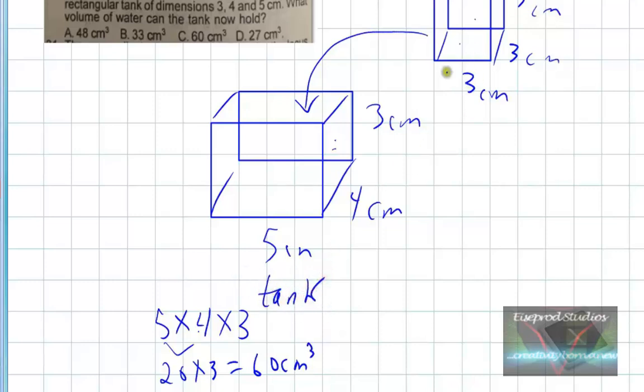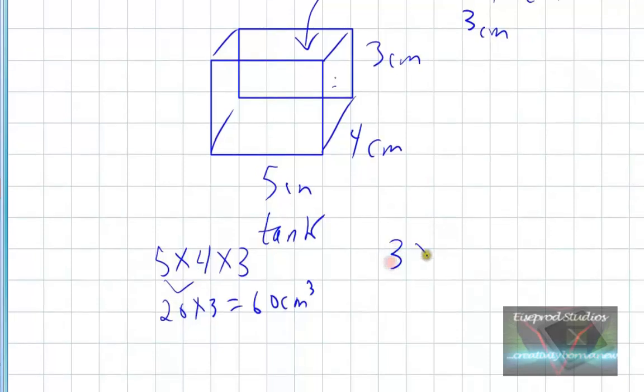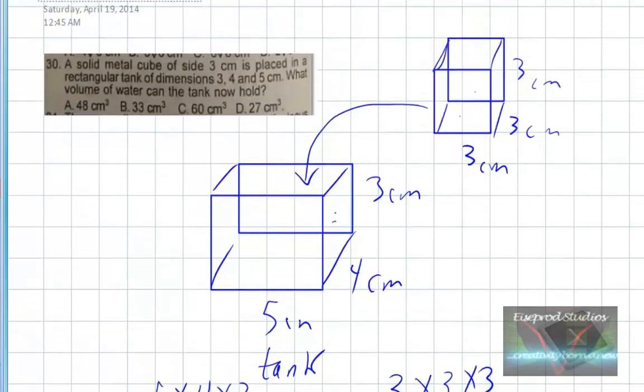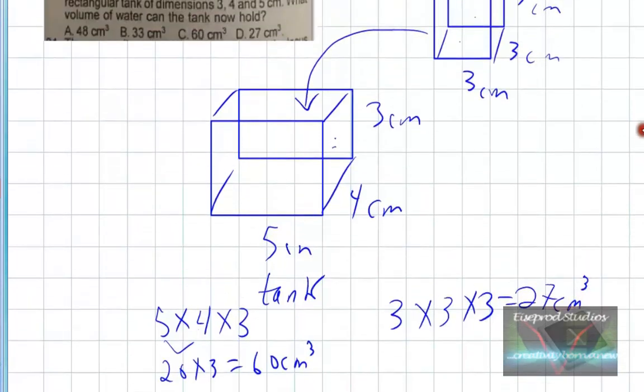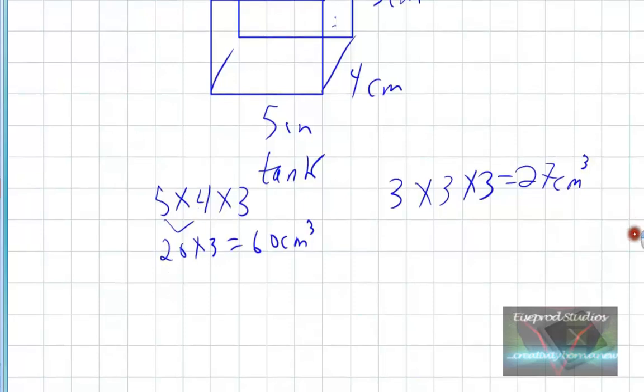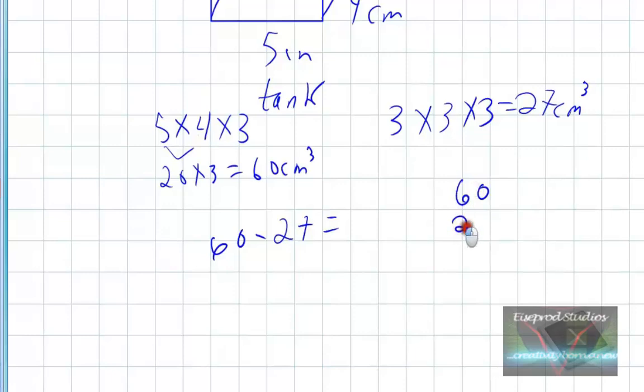For the cube, we have 3, 3, and 3. So we're going to do the same thing. 3 times 3 times 3. I'm just taking the length times the width times the height. It just so happens it's all the same for a cube. And so 3 cubed is 27. All we have to do now is subtract these two to figure out how much space we have left. So the tank minus the cube is going to give us, and I'll line these up so I can do my math right.